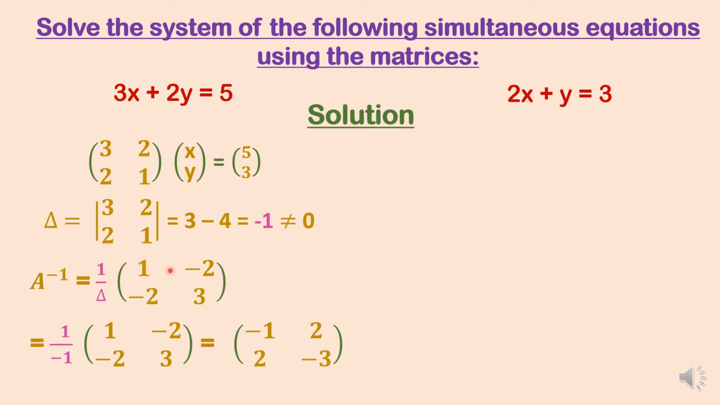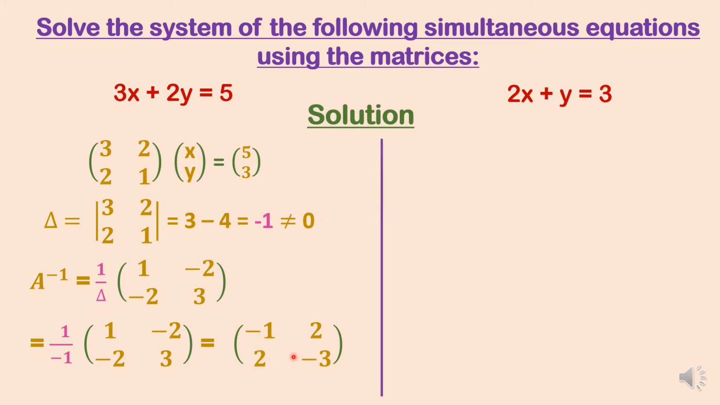So 1, negative 2, negative 2, 3. The answer will be 1 over negative 2, 1, negative 2, negative 2, 3, 1 over negative 1. And the change we make for these matrices, we write it here. Then we multiply times negative 1.